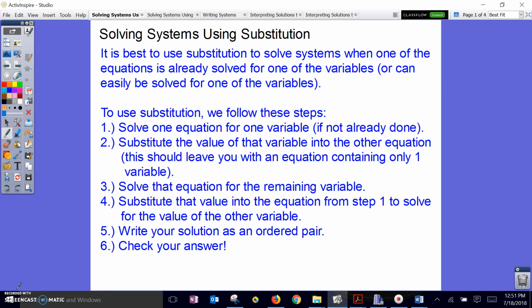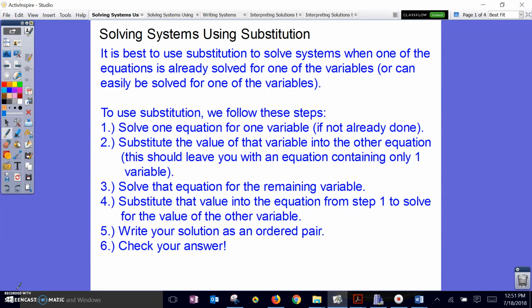In order to use substitution, we're going to follow these steps. We're going to solve one equation for one variable. Sometimes that'll already be done. If it's not, that's what we need to do first. Then we're going to substitute the value of that variable into the other equation. And when we do that, it should leave us with an equation that contains only one variable in it, which will enable us to solve for that variable.